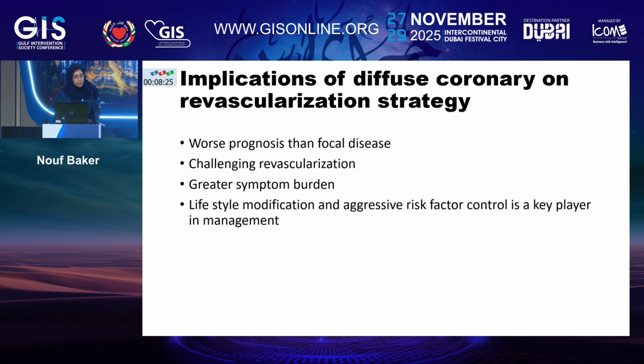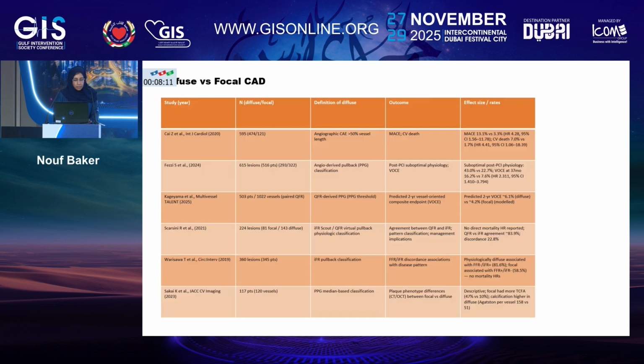Now, why the conversation about diffuse disease? Because the prognosis is worse, the revascularization is challenging, the symptom burden tends to be higher in these patients, and lifestyle modification becomes a very key player in managing these patients. These are just a few studies that have looked at PCI in this group of patients as compared to focal disease, that have looked at physiological assessment, and the most evident conclusion is that they don't behave similarly. Physiological assessment is more challenging in these patients, and post-PCI physiological testing tends to show suboptimal results.